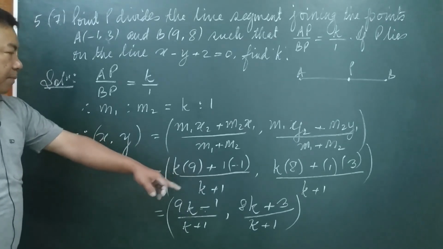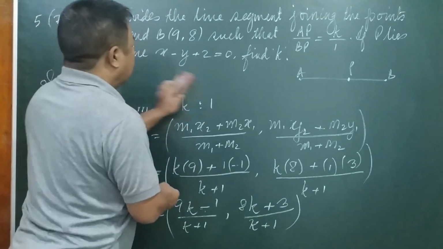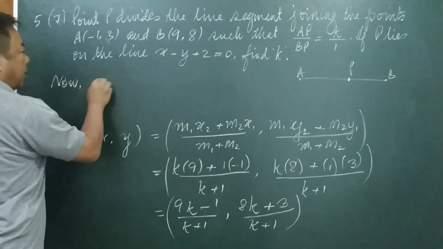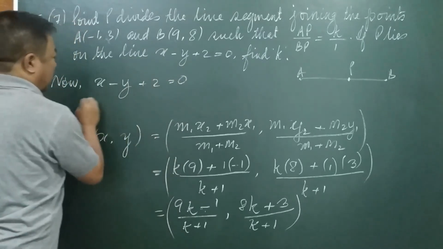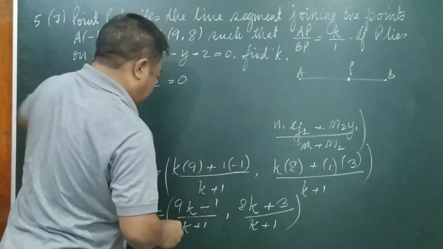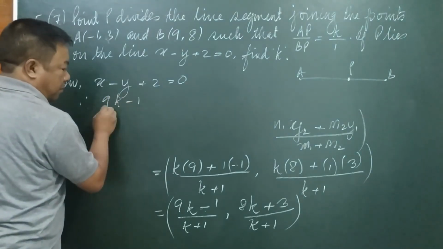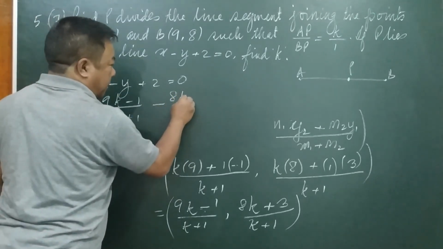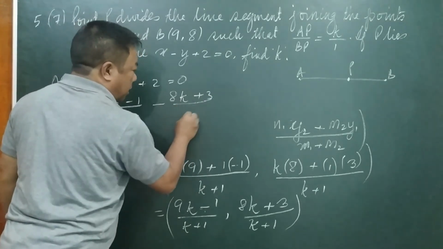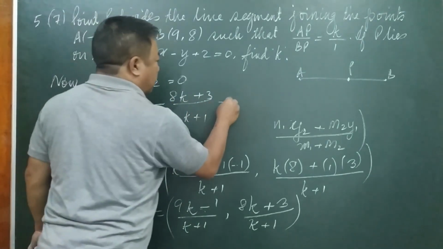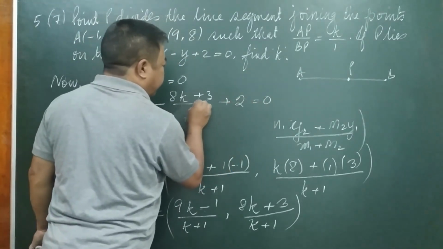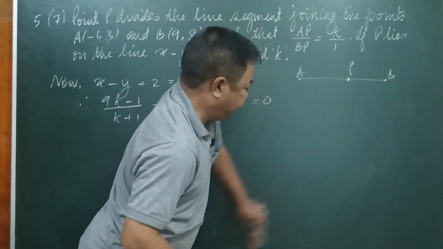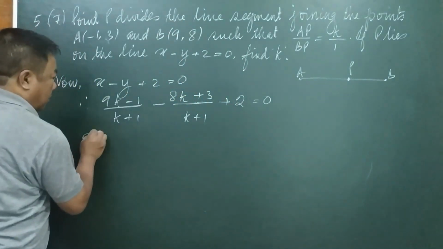Therefore x is (9k minus 1) by (k plus 1) and y is (8k plus 3) by (k plus 1). The equation given is x minus y plus 2 equal to 0. Substituting, (9k minus 1) by (k plus 1) minus (8k plus 3) by (k plus 1) plus 2 equal to 0. Taking the LCM as k plus 1.